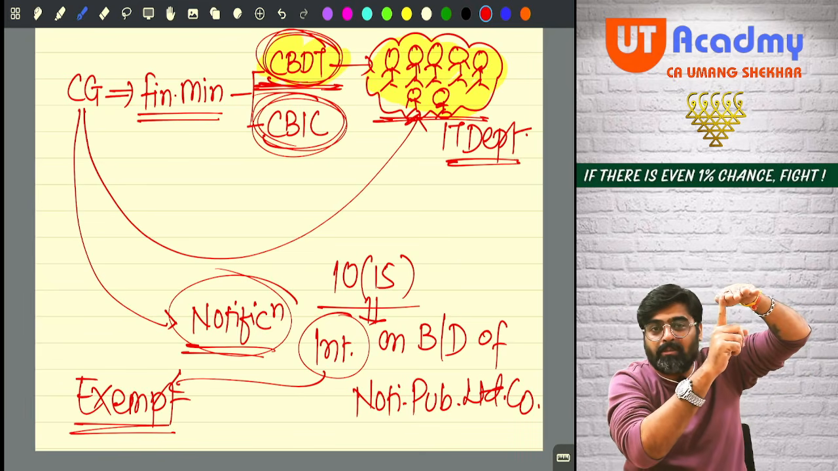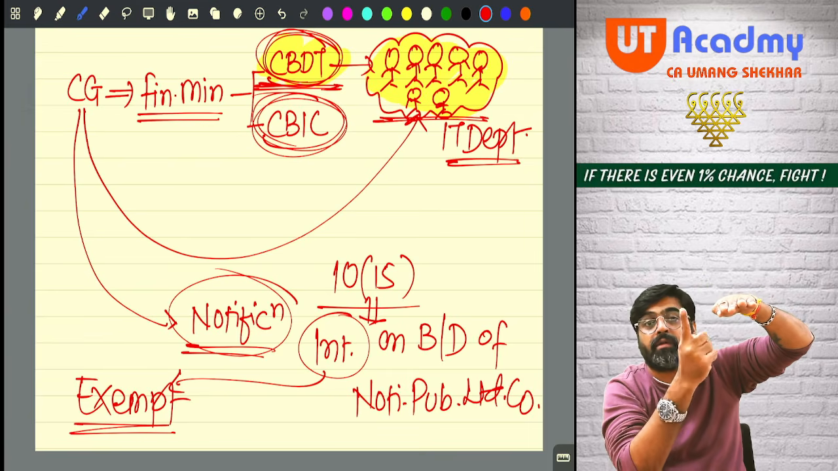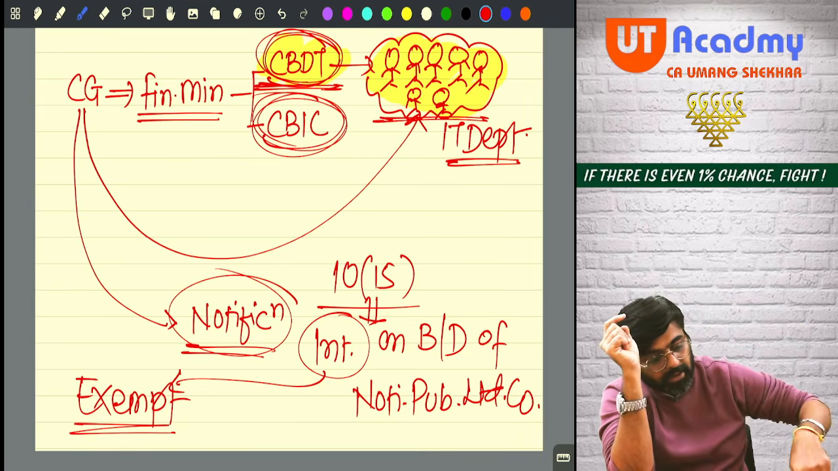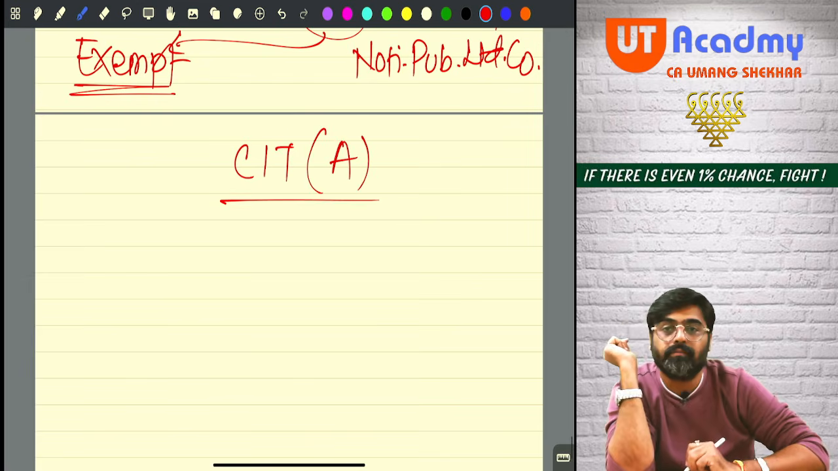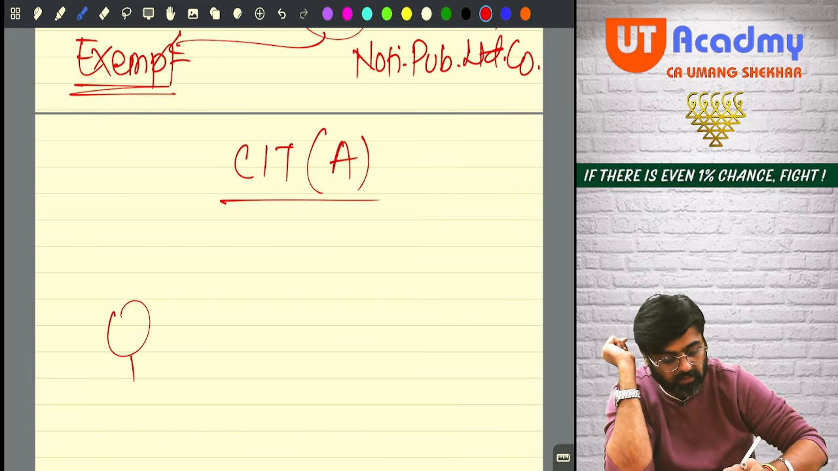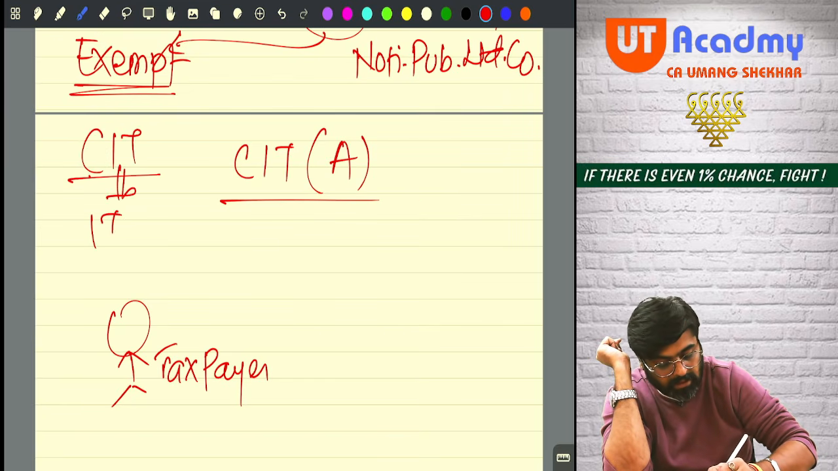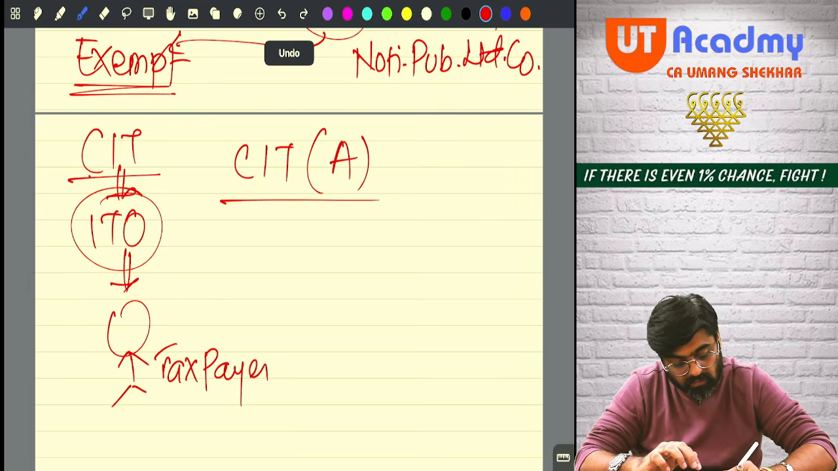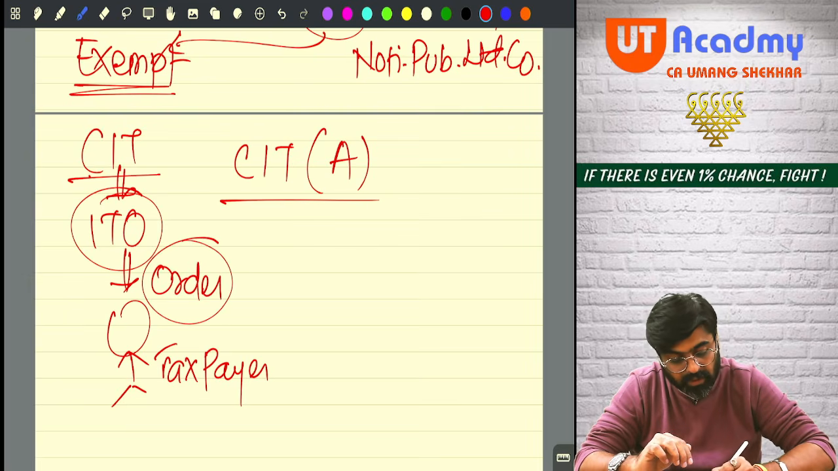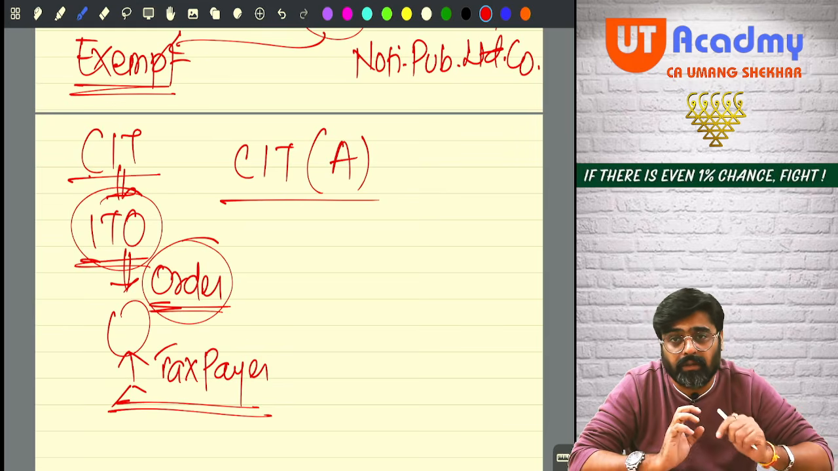But this new commissioner which I am talking about is the Commissioner of Income Tax Appeals. In short, we call him CITA. Now wait, who is this? He is a taxpayer. And this is the CIT, Commissioner of Income Tax, who has instructed the income tax officer to charge tax. So he has passed an order against you. The income tax officer has issued a demand order against you and is telling you to pay tax in this order.